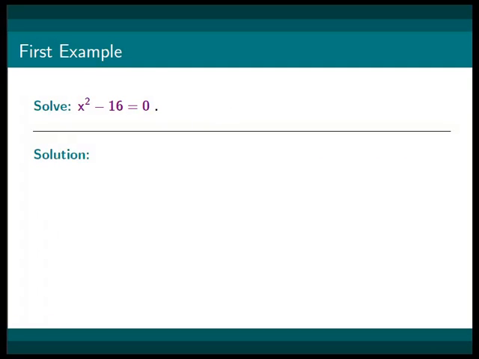In our first example, we have x squared minus 16 equals 0. We will first notice that b equals 0, so in this case, we just need to solve for x. Rearranging the equation, we end up with x squared equals 16. Then, by taking square roots on both sides, we get x is equal to plus or minus 4. So, in conclusion, our answer is x equals plus or minus 4.